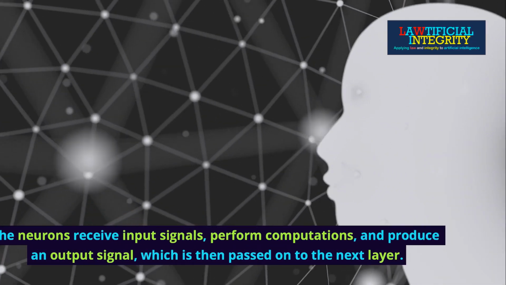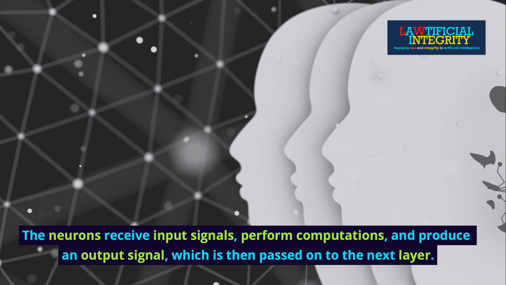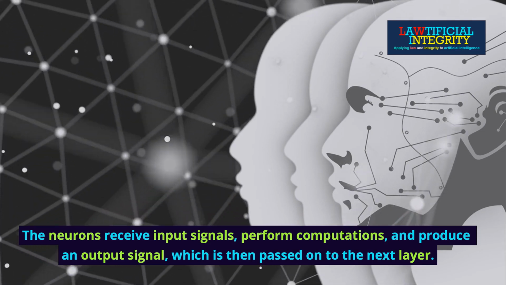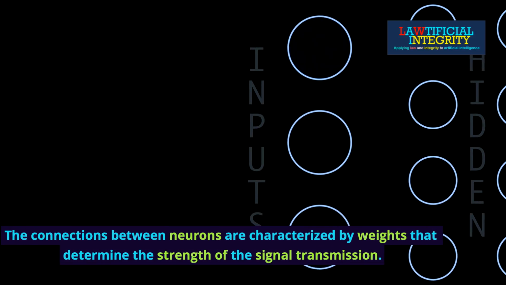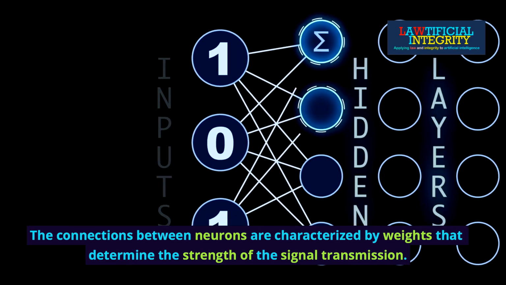ANNs consist of interconnected nodes, known as artificial neurons or units, organized into layers. The neurons receive input signals, perform computations, and produce an output signal, which is then passed on to the next layer. The connections between neurons are characterized by weights that determine the strength of the signal transmission.